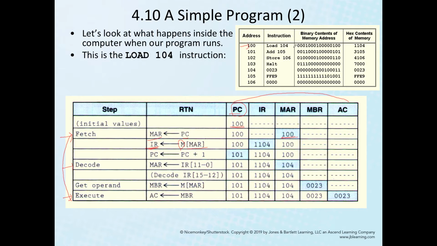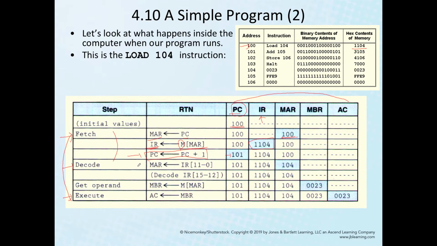So at address 100, what we have currently is 1104. So 1104 is loaded into the instruction register. That is the instruction to be executed. Then the fetch step ends by incrementing the program counter. So the program counter is incremented and is pointing to the next instruction to be executed.